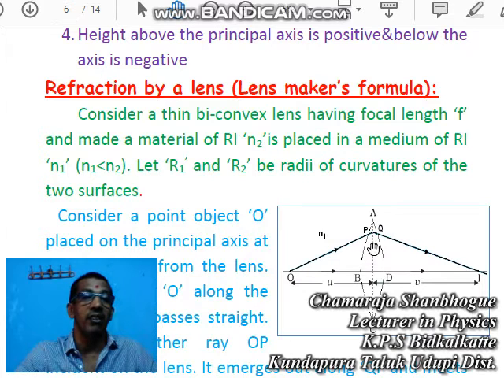See, this convex lens is made of material of refractive index n2, which is placed in the surrounding medium of refractive index n1, such that n2 is greater than n1, or the lens is of denser medium, the surrounding is of rarer medium. The radii of curvature of the two curved surfaces of the lens are R1 and R2.